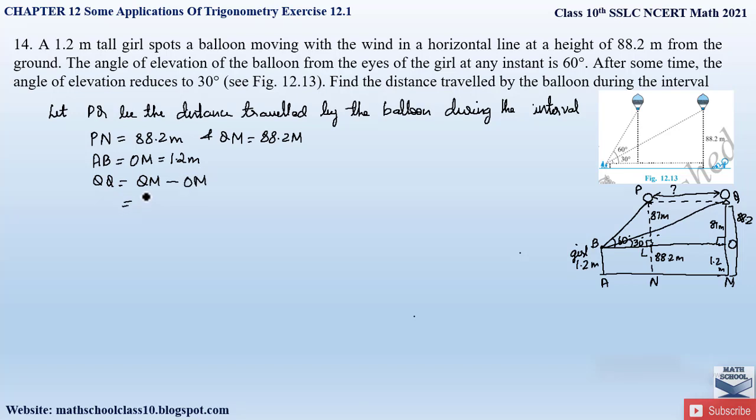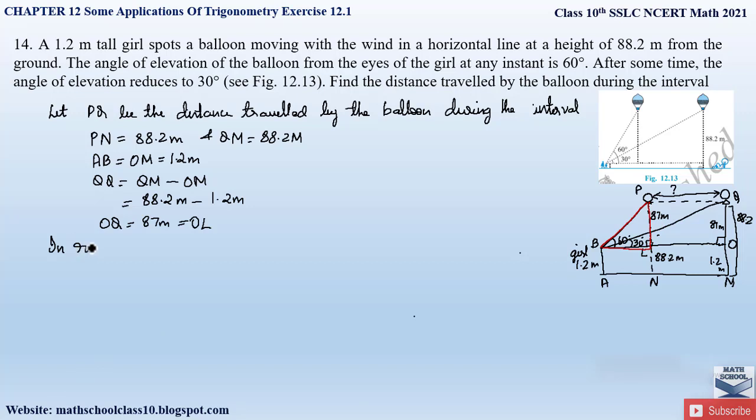That is 88.2 meter minus 1.2 meter. So OQ will be equal to 87 meter, and that will be also equal to OL. We will be considering this triangle PBL, where our acute angle is 60 degree, and we know one of the sides, which is PL, is equal to 87 meter.